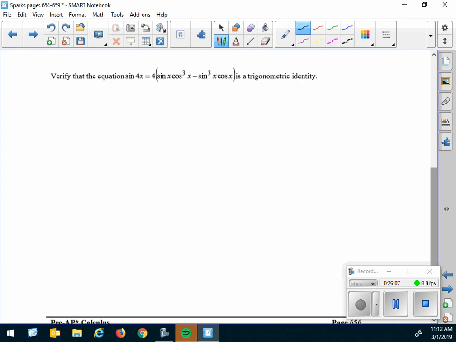Verify that the equation sine of 4x equals 4 times sine of x times the cosine cubed x minus sine cubed x cosine x is a trig identity. Don't start with the right side, even though it's longer. We're going to start with the left side. You're like, well, I don't know how to do sine 4x because that's not sine of 2x.